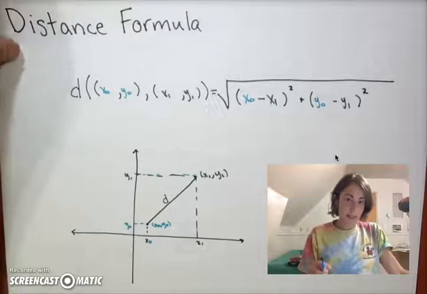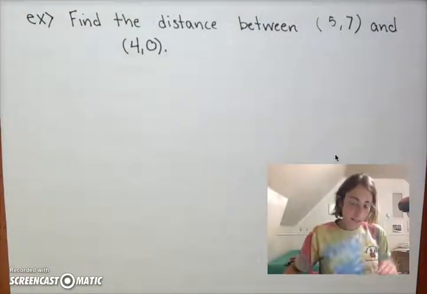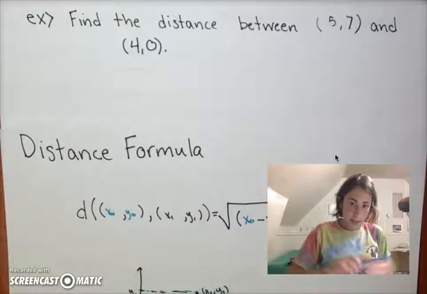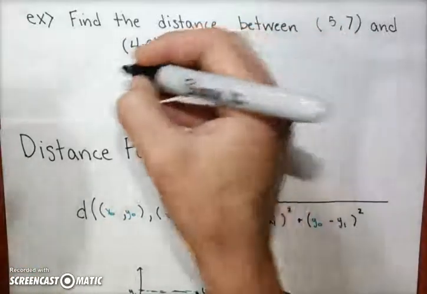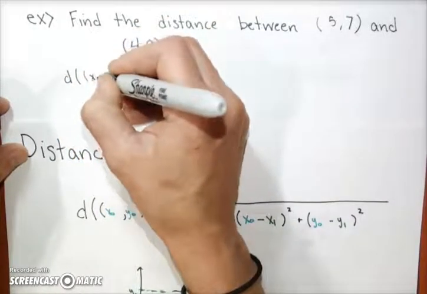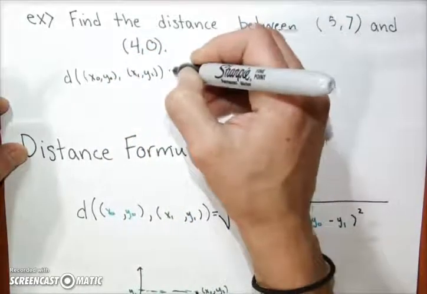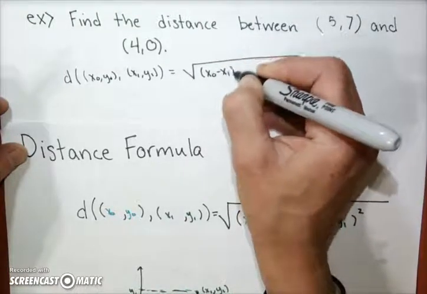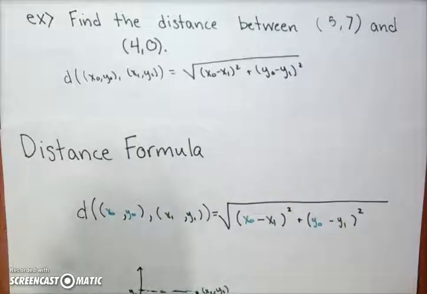So let's compute an example. We want to find the distance between 5, 7 and 4, 0. So here's the formula. Again, I'll just rewrite it on this page. So the distance between x0, y0 and x1, y1 is going to be the square root of the difference in the x values squared plus the difference in the y values squared.